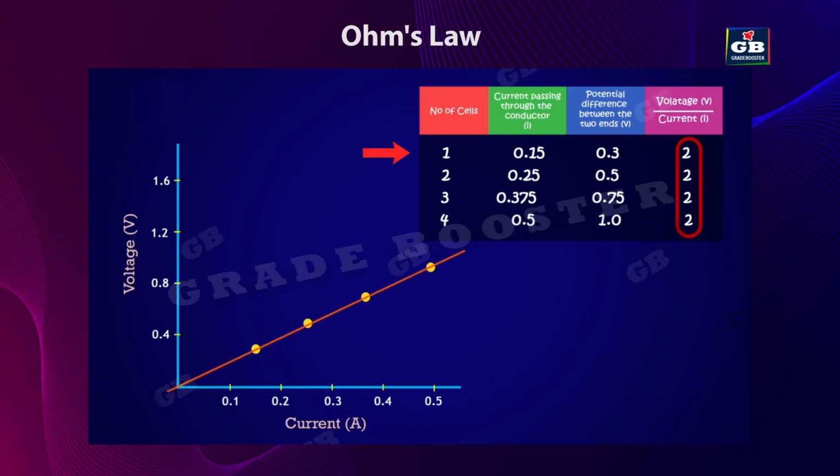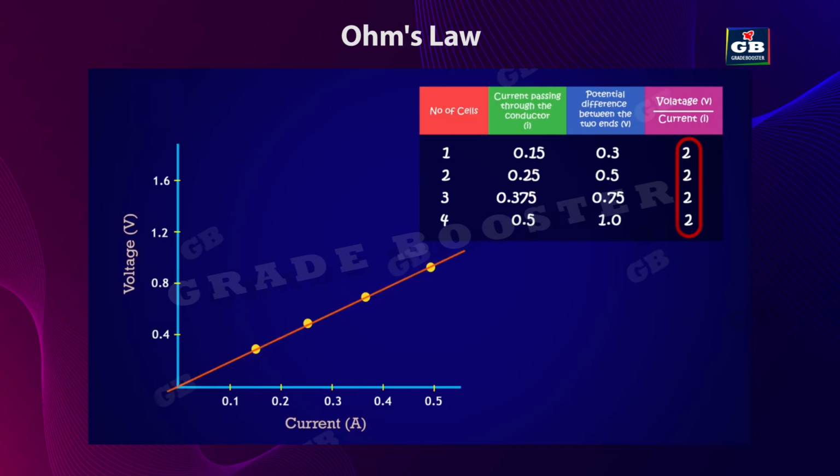With one cell, the current value is 0.15 and voltage is 0.3. And with 2 cells, the current value is 0.25 and voltage is 0.5. With 3 cells, the current is 0.375 and voltage is 0.75. With 4 cells, the current is 0.5 and voltage is 1.0. So we have plotted these values on the graph.